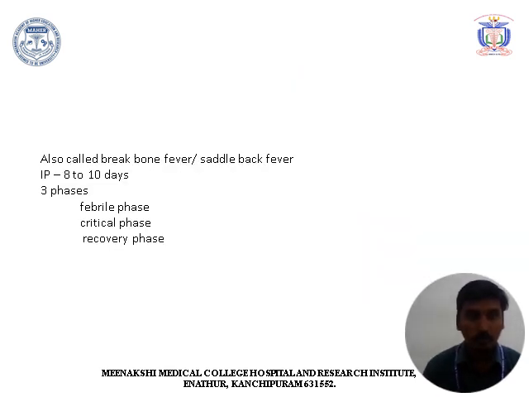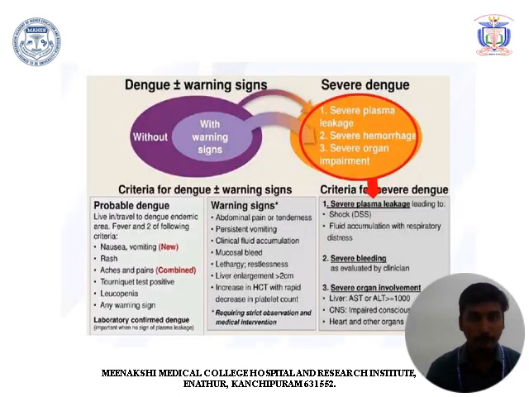So coming to dengue fever, it is also called breakbone fever or saddleback fever. It has an incubation period of 8 to 10 days. It classically has three phases: febrile phase, critical phase and recovery phase. Dengue is classified into three types: probable dengue, dengue fever, and severe dengue. Dengue fever is classified with warning signs and without warning signs.